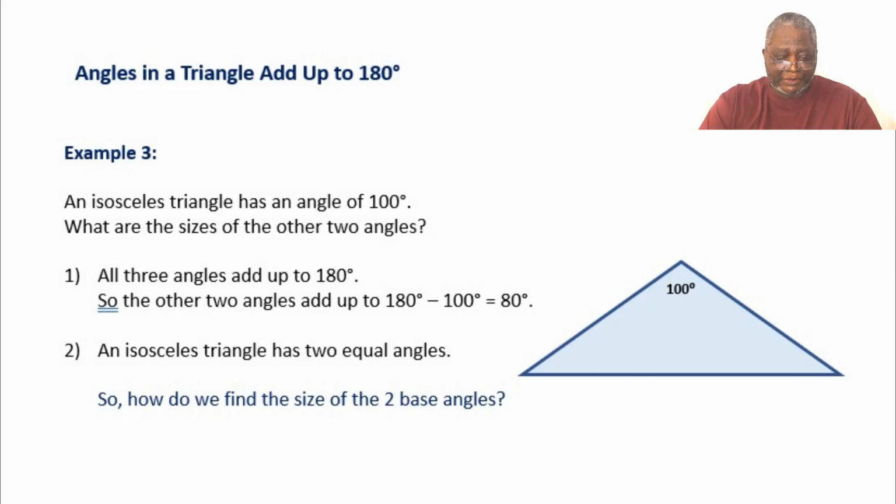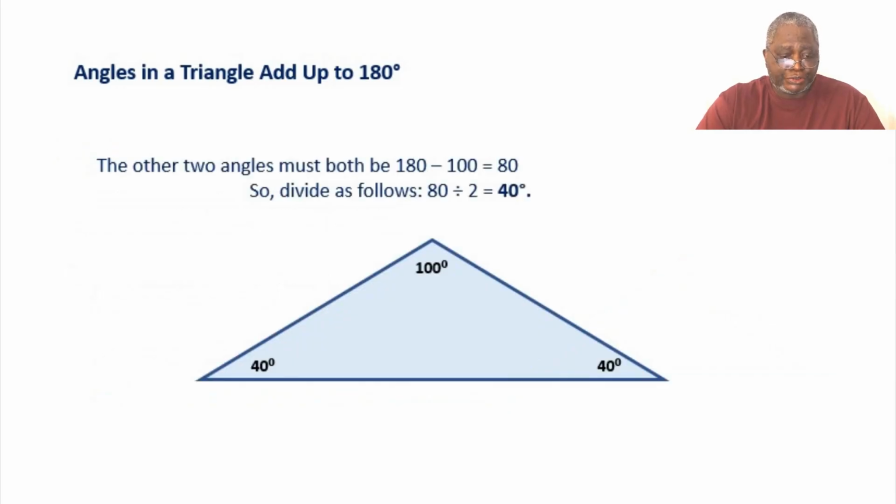So how do we find the size of the two base angles? And there is your solution. The other two angles must add up to 180 degrees minus 100 degrees, which is 80 degrees. So to find one of those angles, you divide 80 by 2, and you'll find out that each of the angles is 40 degrees.